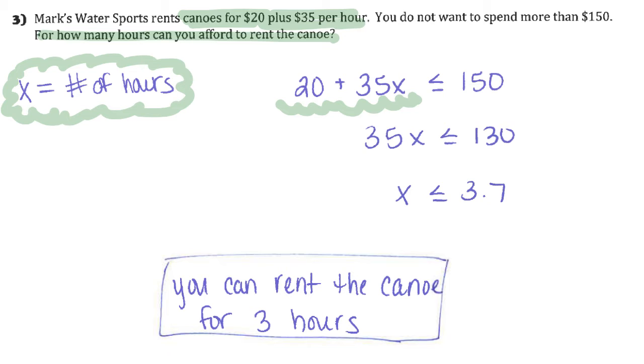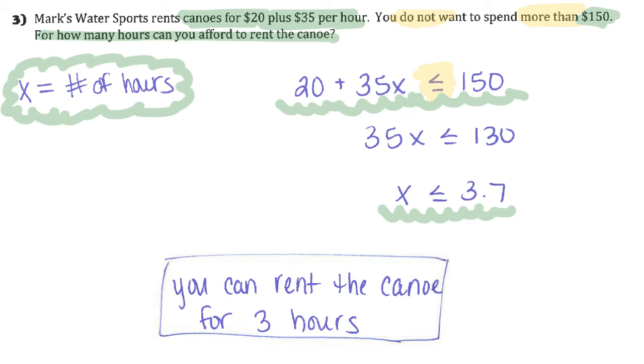Now it says you don't want to spend more than. So again, keyword: do not want to spend more than. So we don't want to go over. So that's why I chose this less than or equal sign. And then our total amount obviously is this 150. So take a look at that inequality. I hope you chose the less than or equal sign as well. And then when we solve, we get this x is less than or equal to 3.7.